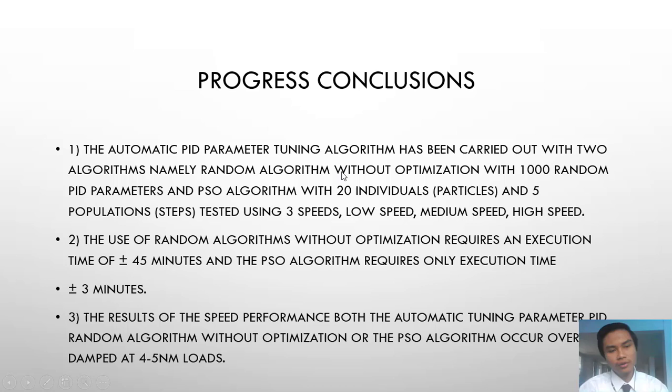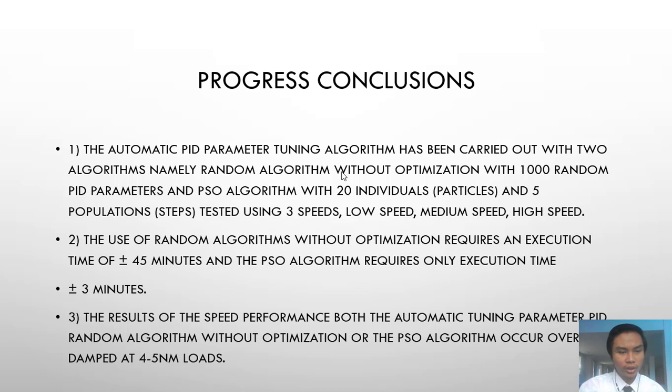Okay, progress conclusion is 1. The auto-tuning PID parameter algorithm has been carried out with two algorithms, namely random PID algorithm without optimization with 1000 random PID parameters, and then PSO algorithm with 20 individuals or particles and 5 population steps, tested using 3 speeds: low speed, medium speed, and high speed.